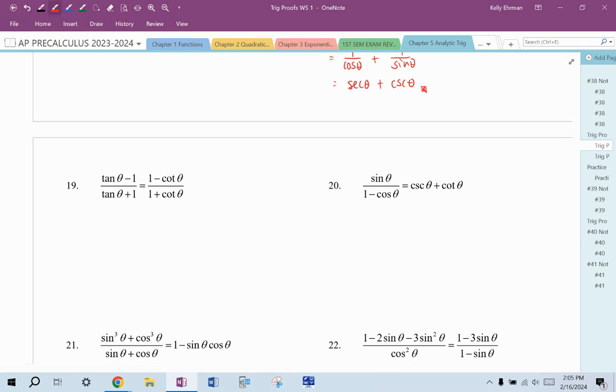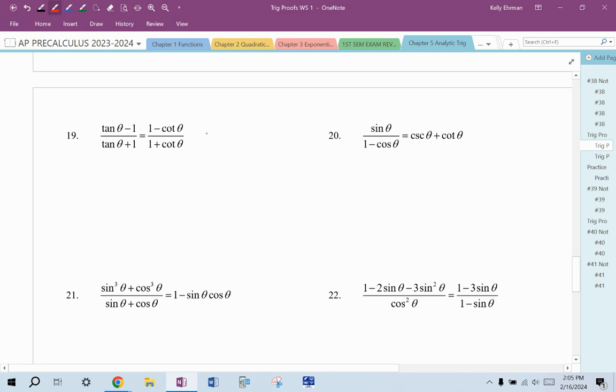All right, our last round of trig proofs here. There are a few ways we could go with number 19. I don't suggest multiplying by conjugates to begin with because you're not in terms of sine and cosine yet, so sometimes that's not helpful. I'm going to start on the left side, and I'm going to change the tangents to sines over cosines.